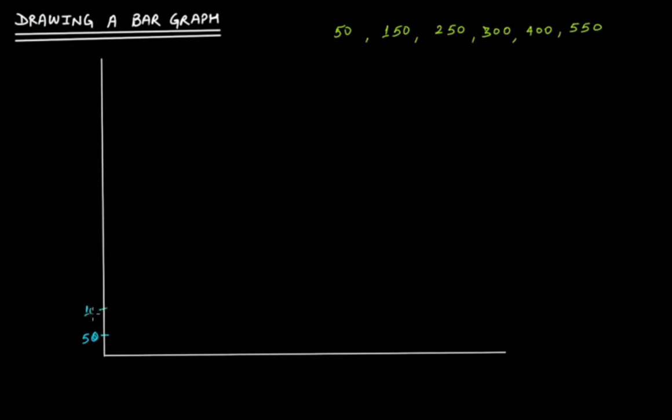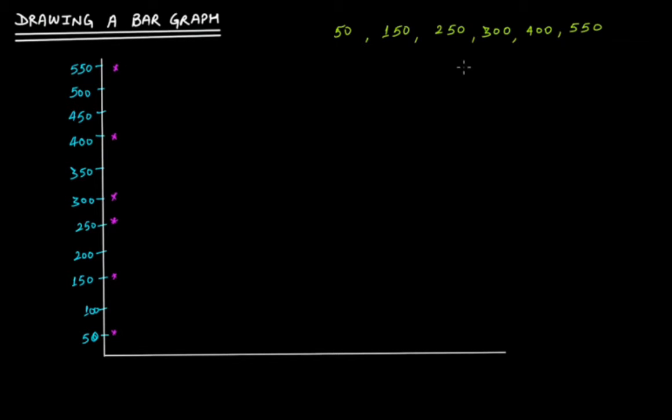Then 100 will come here, then 150, then 200, 250, 300, 350, 400, 450, 500 and 550. Now we can plot these numbers. 50 can come here, 150 will come here, 250 will come here, 300 will come here, then 400 will come here, and 550 will come here, right?